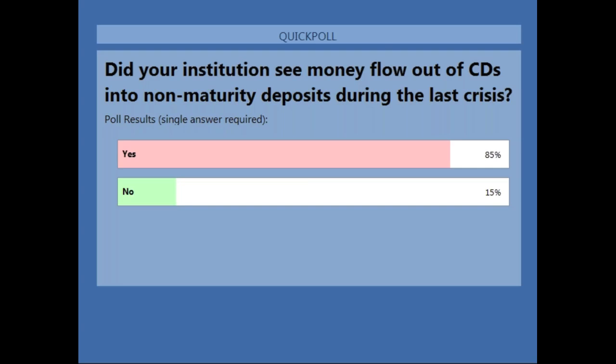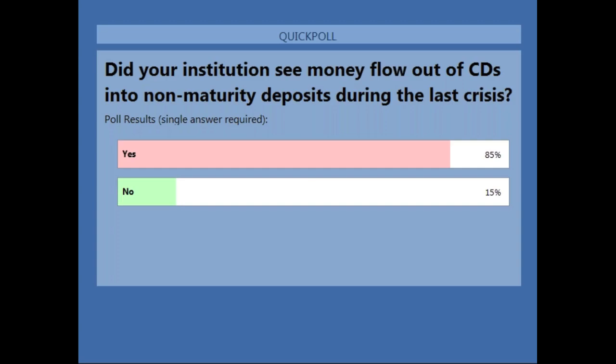Good. There are the results. 85% yes, 15% no. And during the last financial crisis or Great Recession, money poured into financial institutions, as I've mentioned previously, at levels that we had never seen before. These deposits have been referred to as surge deposits by the various banking regulatory bodies. It has created a lot of anxiety at the regulatory level. Just how sticky are these deposits? Does your institution have a liquidity plan in place to replace this funding if it leaves the institution for a better alternative product?